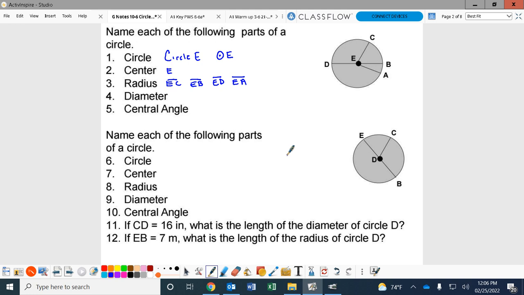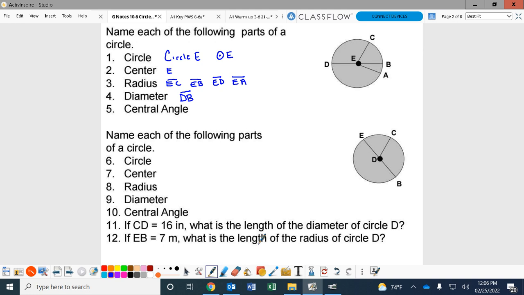Okay, double a radius, when you multiply it by 2 or go the entire distance from one side to the other, going through the center of the circle, that's going to be called a diameter. There's only one in this case, and it's going to be DB. DB or BD, it doesn't matter which order you go in, as long as you have those 2 letters.